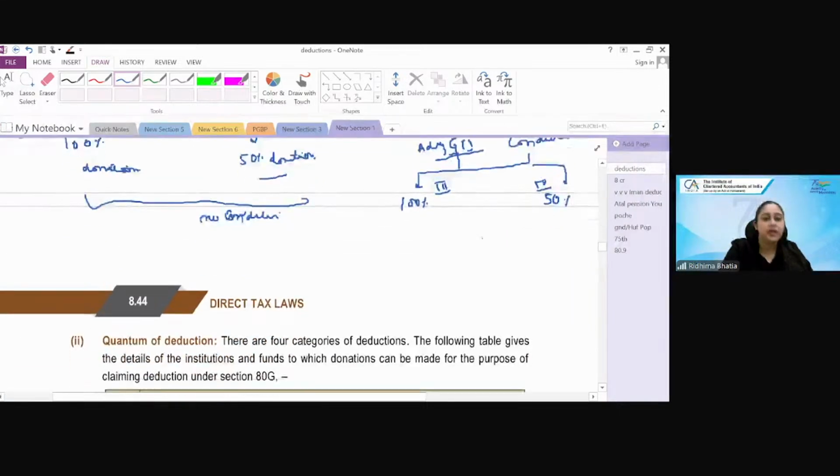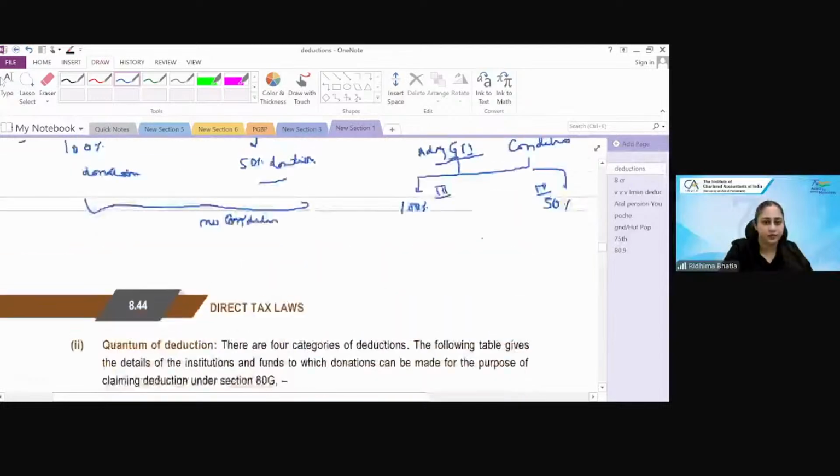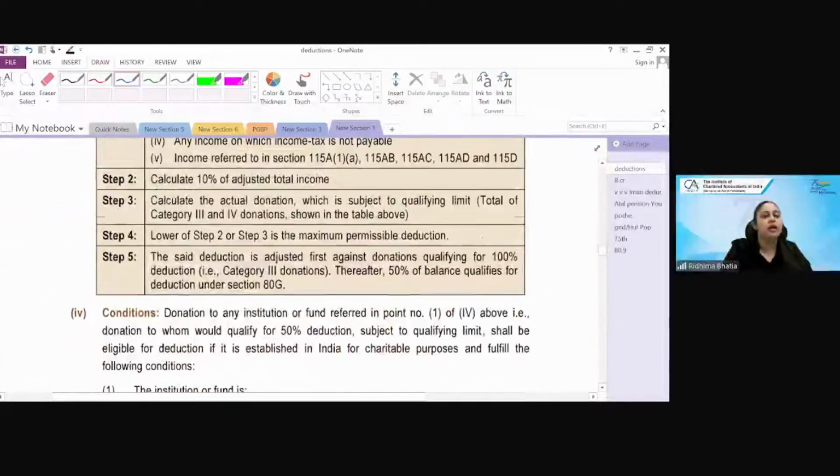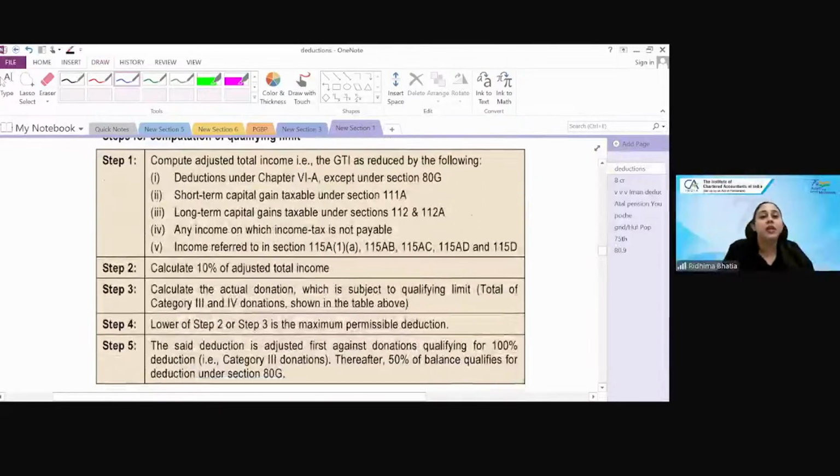Now how will you do it? It's simple. First of all, you will calculate your adjusted gross total income. How will I calculate it? Suppose my gross total income is 18 lakhs. From it I will reduce all the deductions under Chapter 6A. Suppose I've taken 1,50,000 in 80C, 50,000 in 80CCD subsection 1B, 50,000 in 80D.